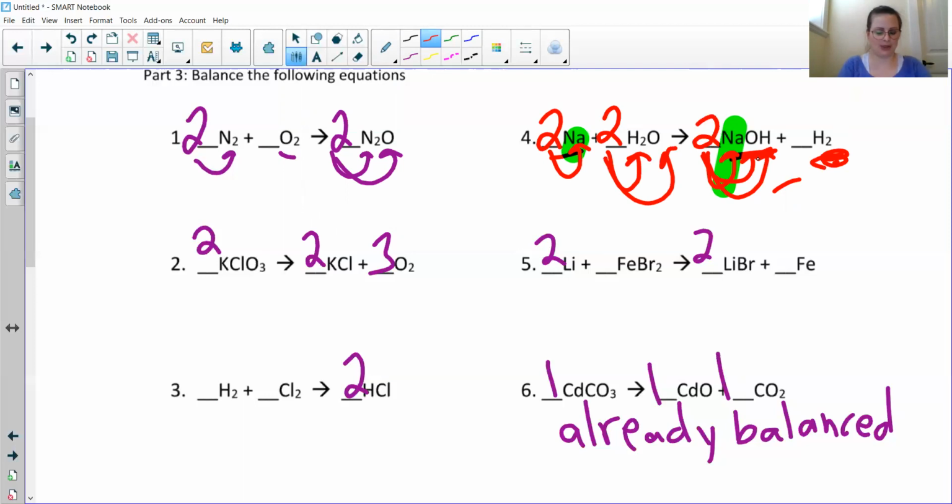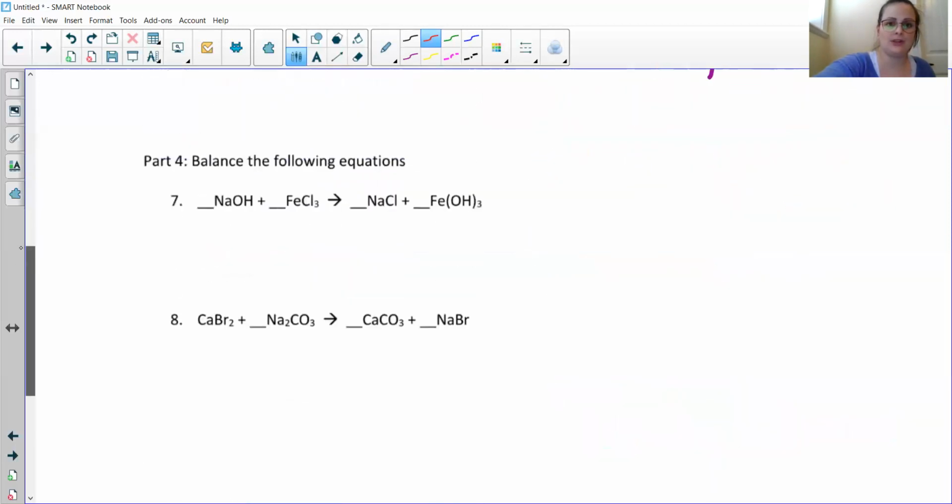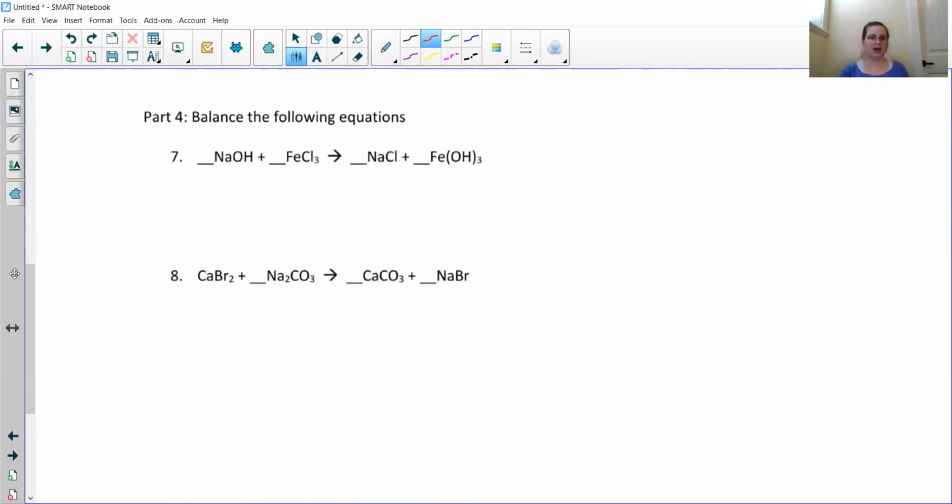Okay. Let me know how that went. Is there any more? Yep, there are. These ones have the polyatomic ions. So I'm going to balance these live for you instead of writing the answers down. So here I have 1 sodium and 1 sodium. I have 1 hydroxide, and I have 3 hydroxides here. So I'm going to place a 3 in front.